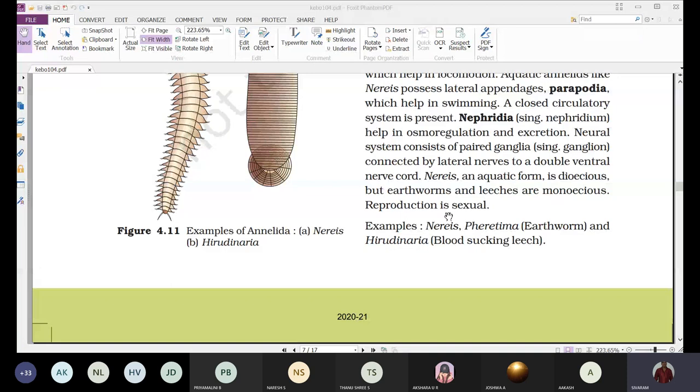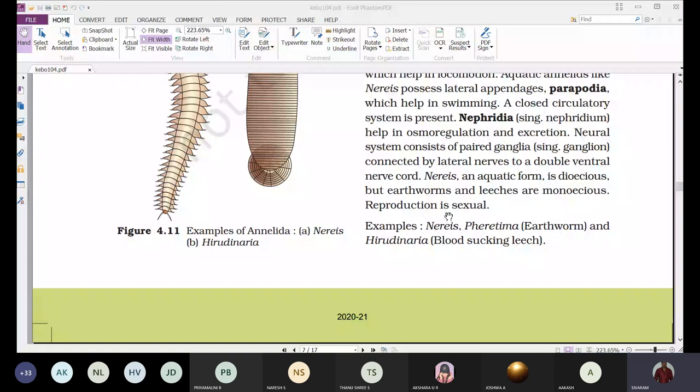But when it comes to earthworms and leeches, which are also included under this Annelida, they are monoecious. That means they are bisexual. And next, reproduction is usually sexual. Usually we don't find asexual reproduction in these organisms.